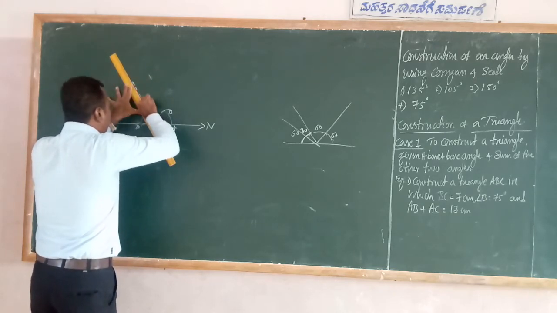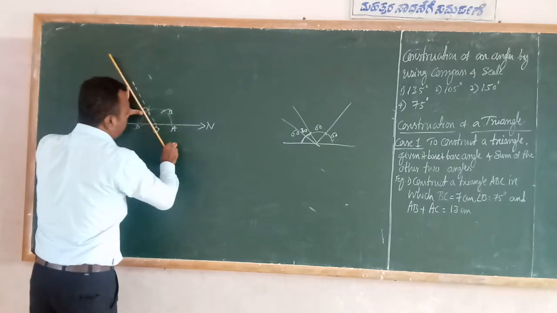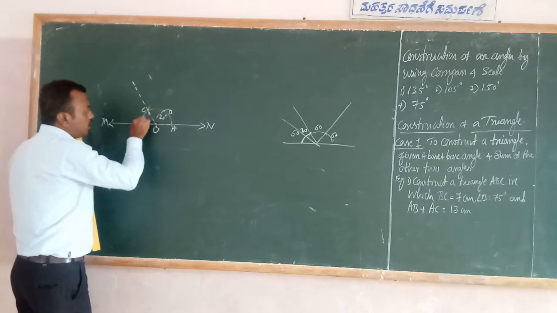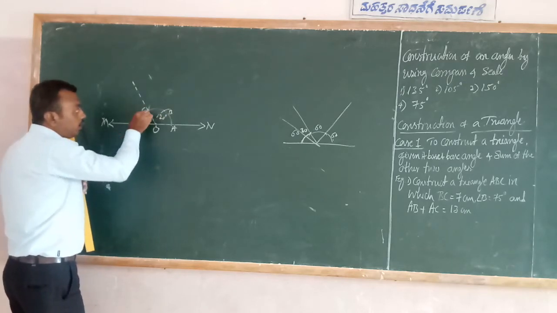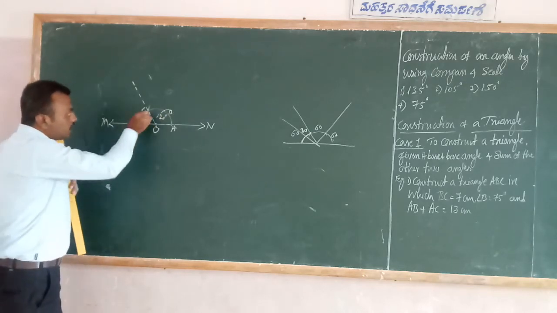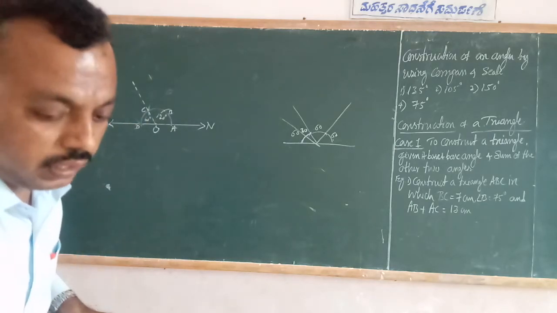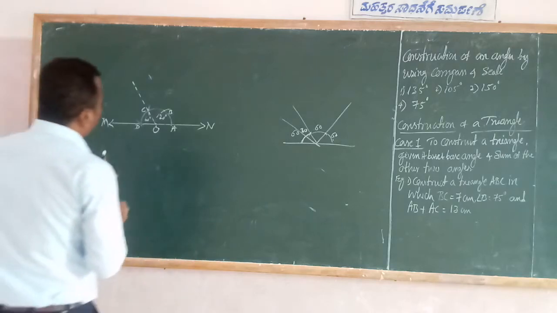But I want 150 degree. I don't want 120 degree. So this is 120 degree. Is it right? This is 120 degree. This is 60 degree, but I want only the remaining 30 degree. That 60 degree we have to bisect, then we can get the 30 degree, then you have to join this, and it becomes a 150 degree.